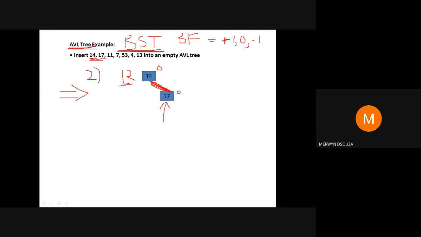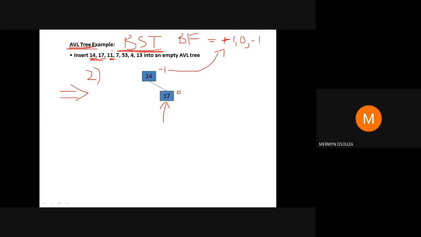Now we are doing the second step. You calculate the value for 14 again. Now 14's value will change; it will not remain the same. You calculate the height of the left subtree minus the height of the right subtree. So it is 0 minus 1, and you get the answer -1. You check whether this value is also proper. Yes, it is proper. Since it is proper, I will go on to insert the third value, that is 11.